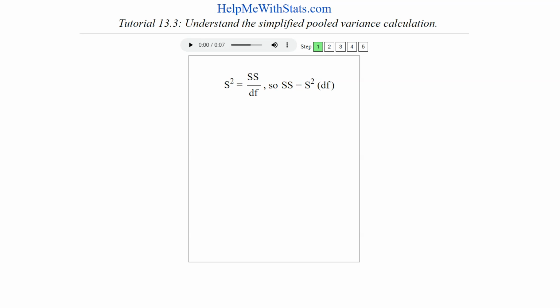Helpmewithstats.com was used to create this tutorial that can help us understand the simplified pooled variance calculation.